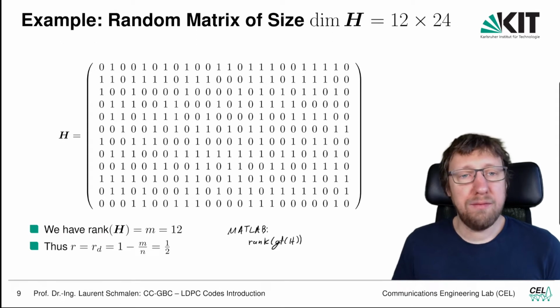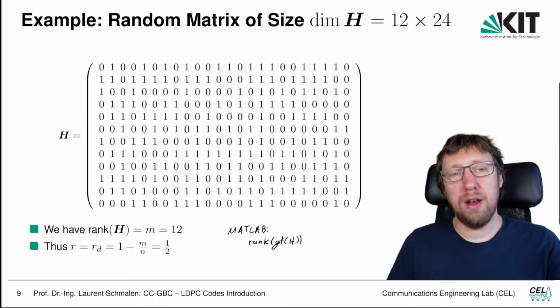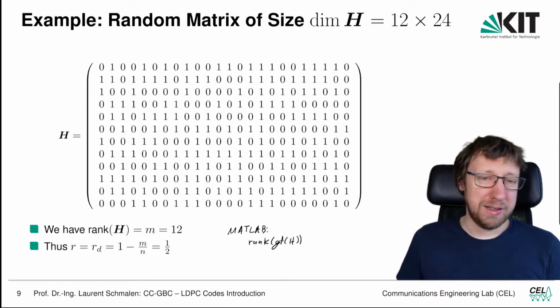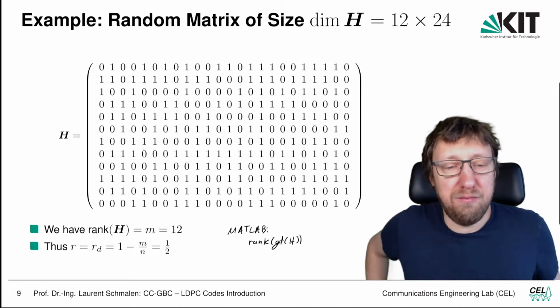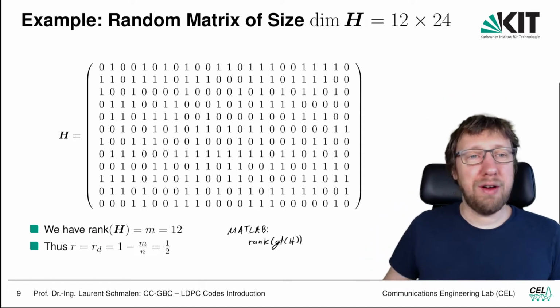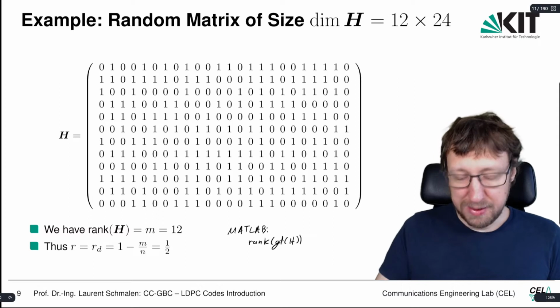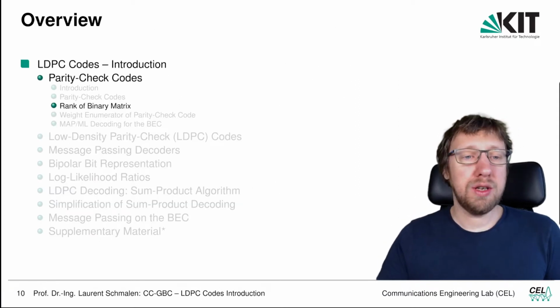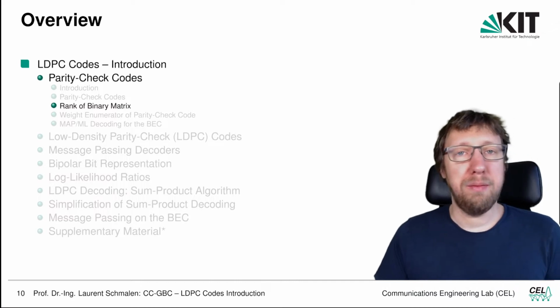So was I lucky? Did I construct this matrix, and by a 1 out of a million chance I constructed a matrix with full rank? Shall I play lotto with this matrix? Well, no, it was pretty natural to have a full rank matrix. So let's take a closer look at the rank of a binary matrix.